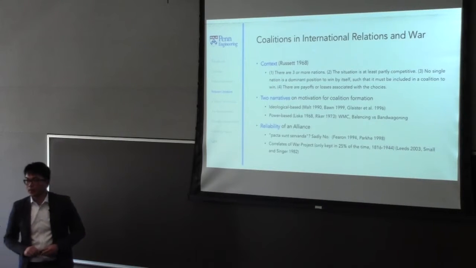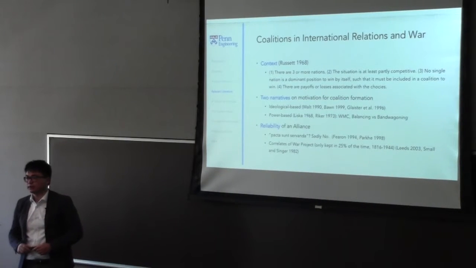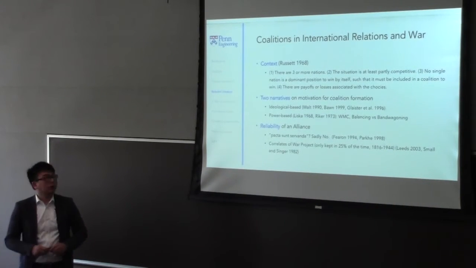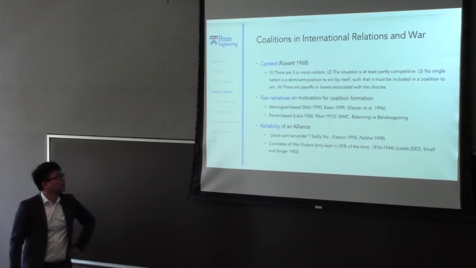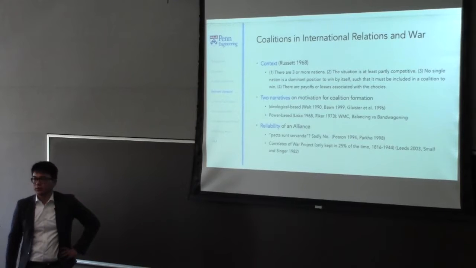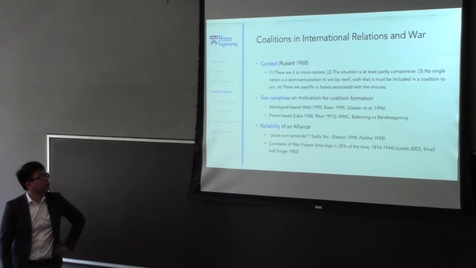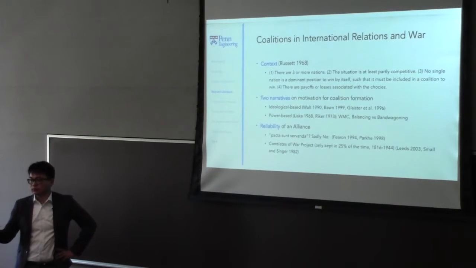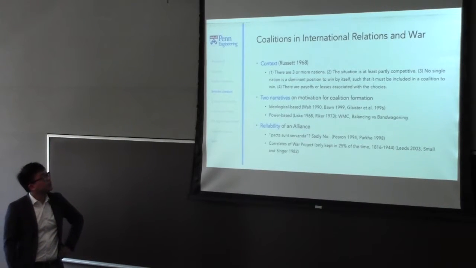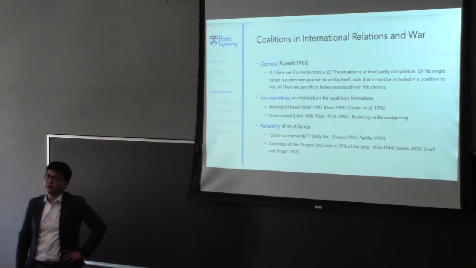So let's get started. The coalition in the context of international relations and war started with Rousset in the 70s, and there are four basic conditions for the context. The first being there are three or more nations in play, a multi-party nature. The second being the situation is at least partly competitive, so you have the motivation to play the game.